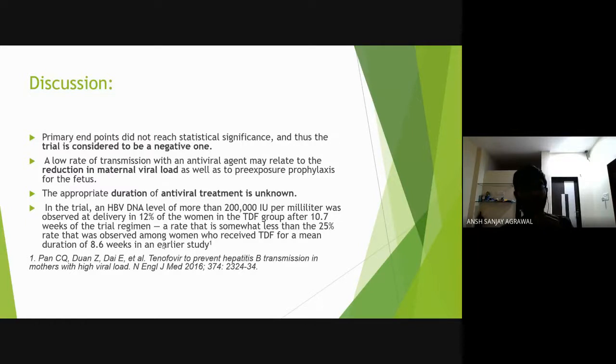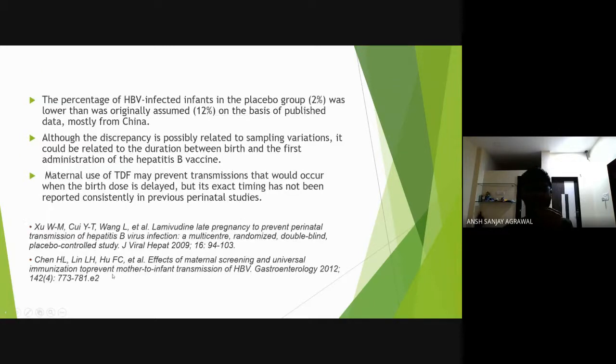In the trial, one interesting thing to note is that an HBV DNA level of more than 200,000 IU per milliliter was observed at delivery in 12% of the women in the TDF group after 10.7 weeks, which is somewhat less than the 25% rate that was observed among women who received TDF for a mean duration of 8.6 weeks in an earlier study, which you can see that I have referenced below. Also, the percentage of HBV infected infants in the placebo group was 2%, which was lower than the originally assumed 12% on the basis of published data, mostly from China.